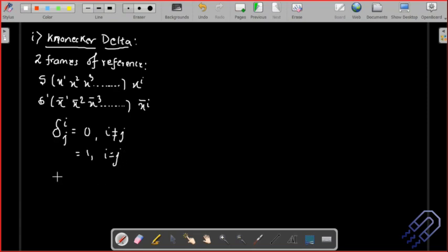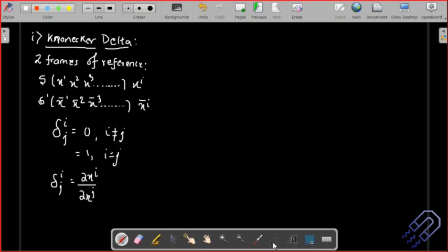There is a way to represent this: delta ij is equal to delta of xi divided by delta xj. So if i is equal to j, this will become delta xi divided by delta xi, so obviously it will be 1, else it will be 0. This is something which we are going to use. This is the definition of Kronecker delta, which you might have studied before.